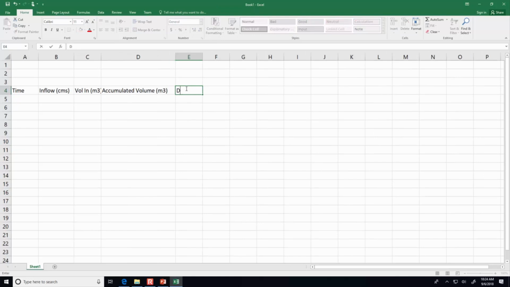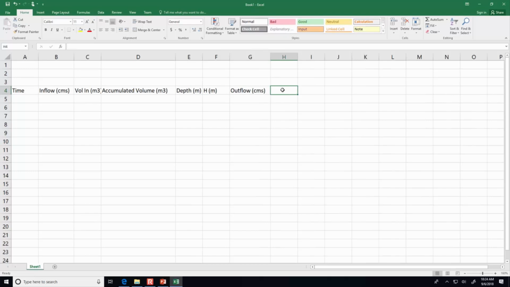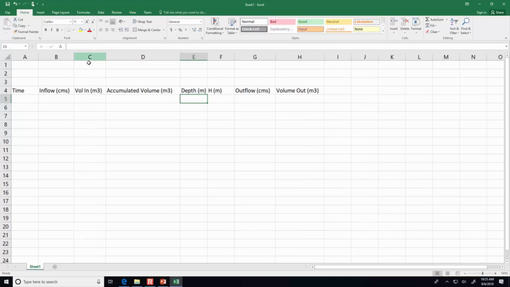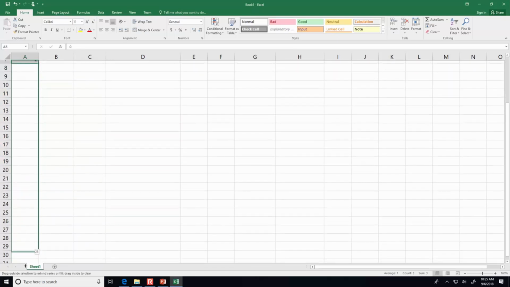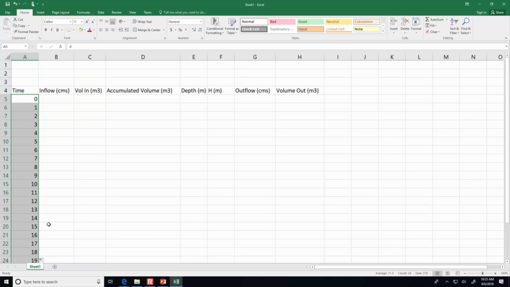All right, the depth at this point in time, the H value, which is going to be slightly different than the depth because of the orifice, the outflow in terms of cubic meters per second, and then we'll have a column representing the volume out in terms of cubic meters. All right, let's see if we can figure this out. So our time starts at 0, goes 1, 2, and so on. We may need 23 hours to see what's going on here. Let's look at a 23-hour cycle.